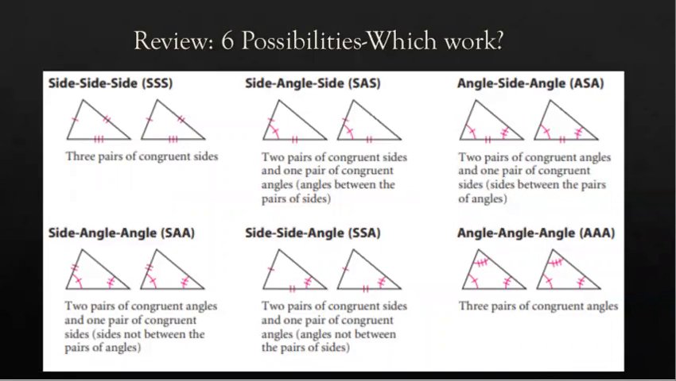So as a review, in our last few lessons, we had talked about possibilities of proving two triangles congruent with just taking into account 3 of the 6 measurements. Which one of these worked? When we have 3 pairs of congruent sides, could we prove that they were congruent? We could. What about a side with the angle in between and another side? Could we prove that the triangles were congruent? We could. What about an angle and then a side and then another angle? Could we prove that 2 triangles were congruent? We could.